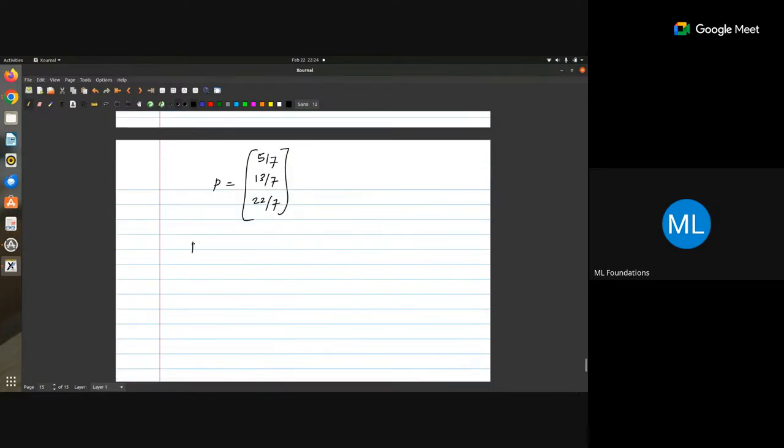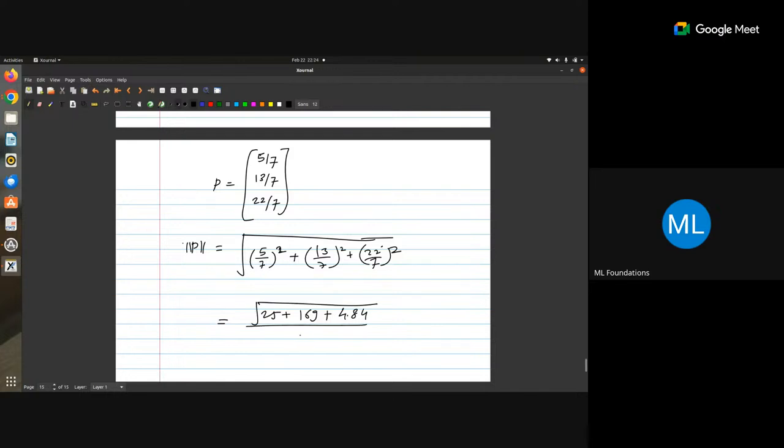Okay, the length of this vector, length of V, I'll just write the norm of it: the root of 5/7 squared plus 13/7 squared plus 22/7 squared. So basically it is 25 plus 169 plus 484, the root, divided by 7. Just take 22 squared, 22 into 22 is 484.